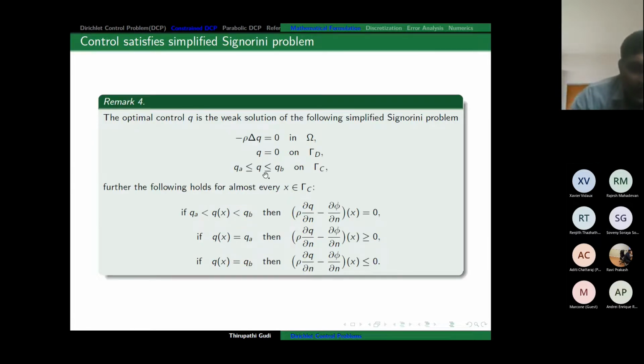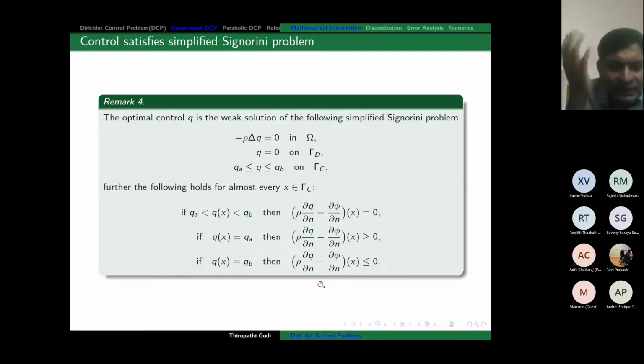If q is strictly lying between qa and qb, which in the literature is called non-contact with the constraint, then you can show that the normal derivative of q is 1 by rho times the normal derivative of the adjoint state. At any point where this is satisfied, this is the condition. But if q comes into contact with qa, if q is equal to qa, then it will have a sign. It will be non-negative. And if q is in contact with qb, then this is the sign.